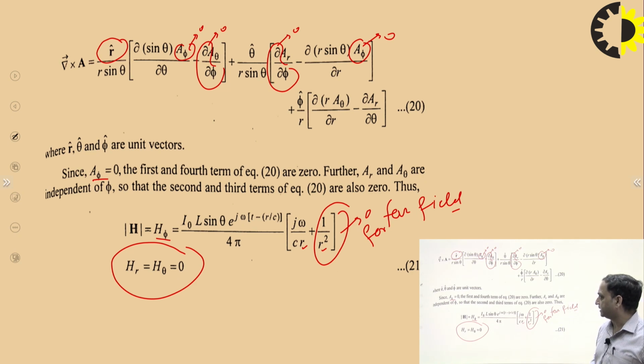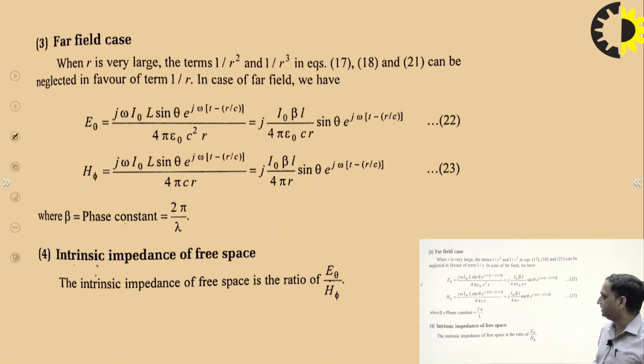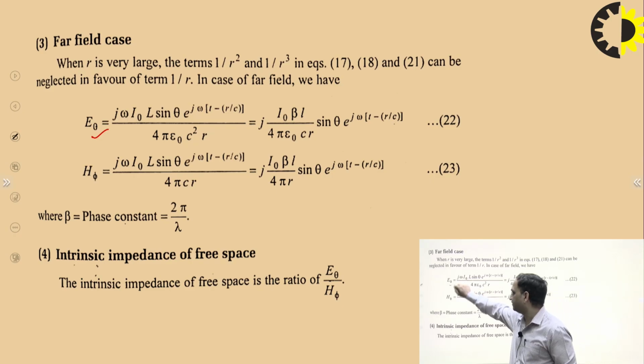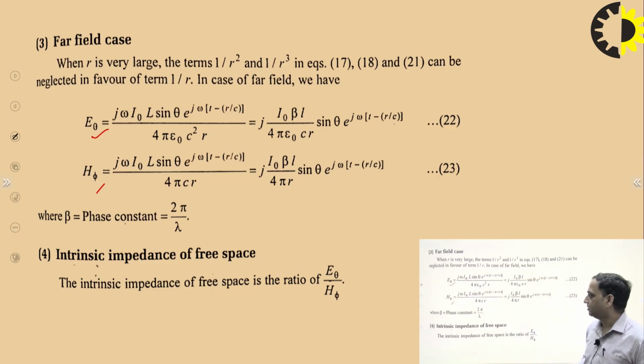So when we are neglecting all these terms, the final case which we are getting is the E theta and H phi. Okay. So for the far distance, these two terms, E theta and H phi, will be observed at the far distance point P from the short dipole.